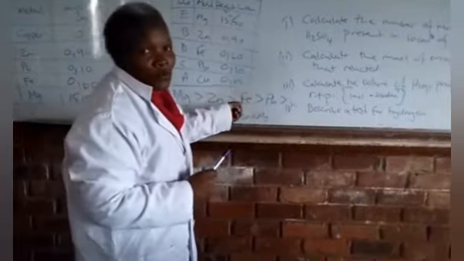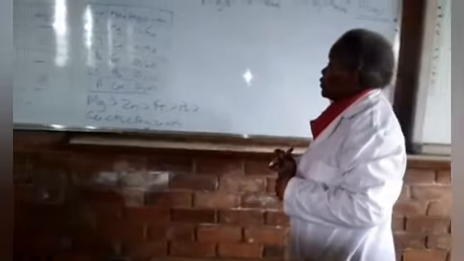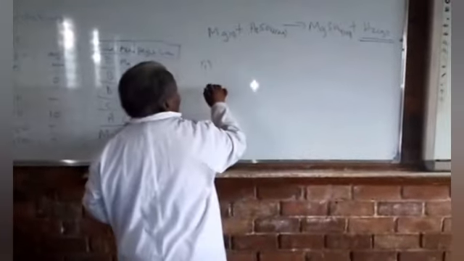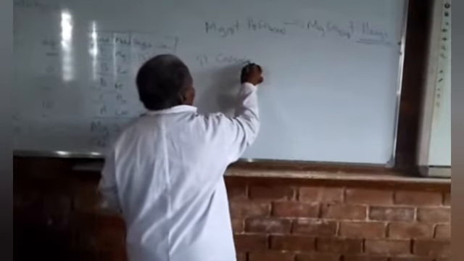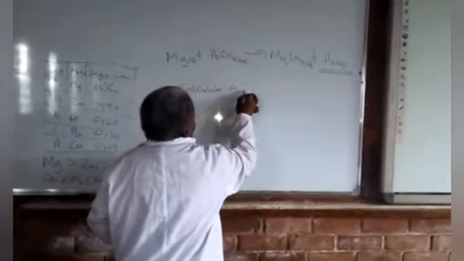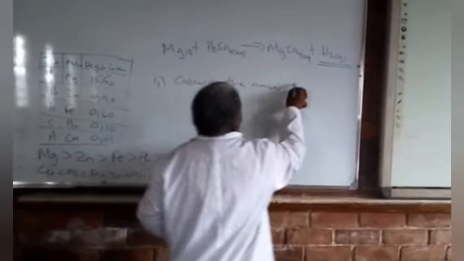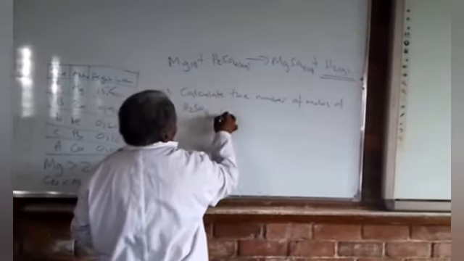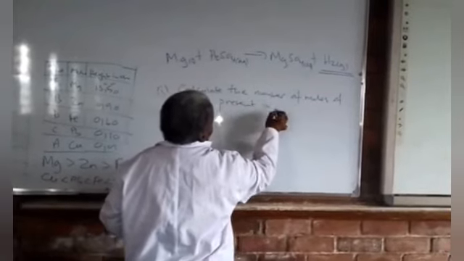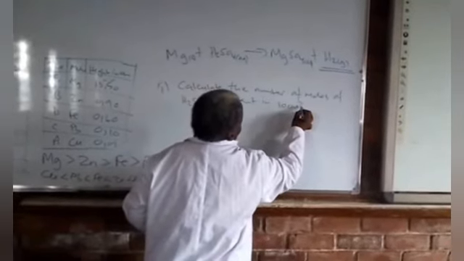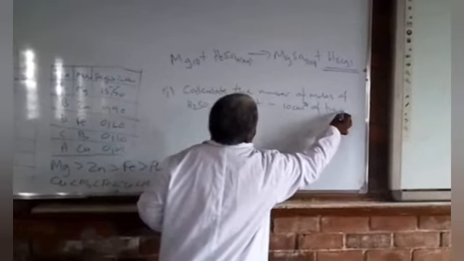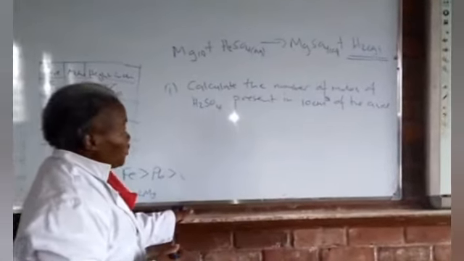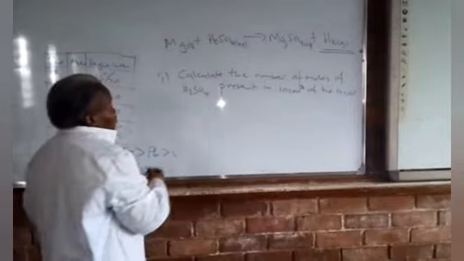Okay, so for today, we end here. The task I'm leaving you with: 1, calculate the number of moles of sulfuric acid present in 10 cubic centimeters of the acid. And remember, the concentration is 1 mole per dm cubed.